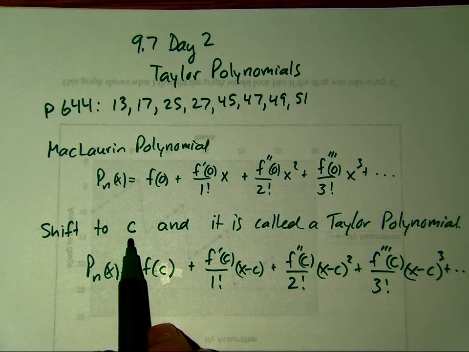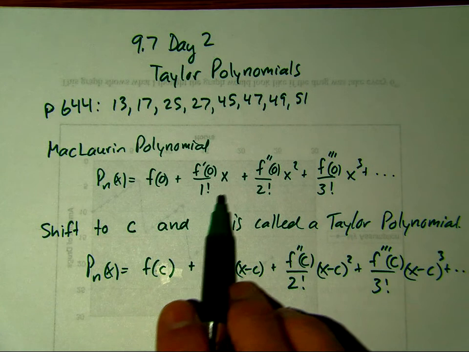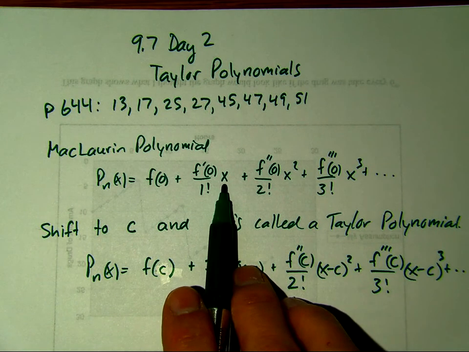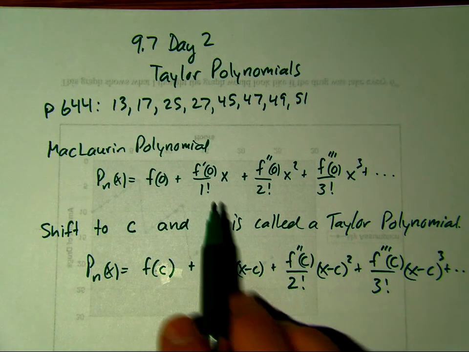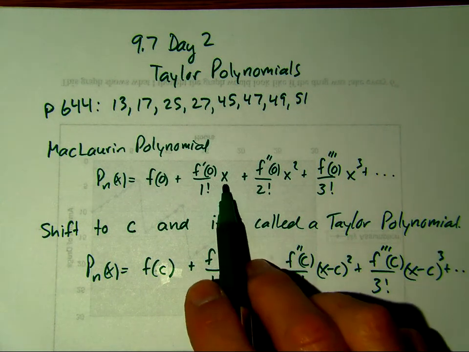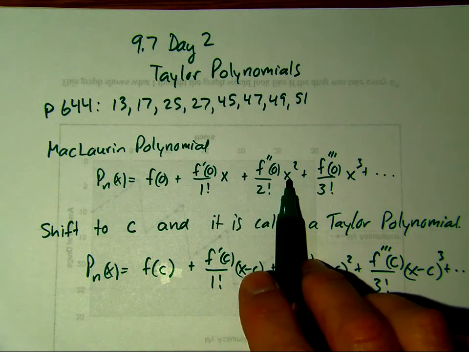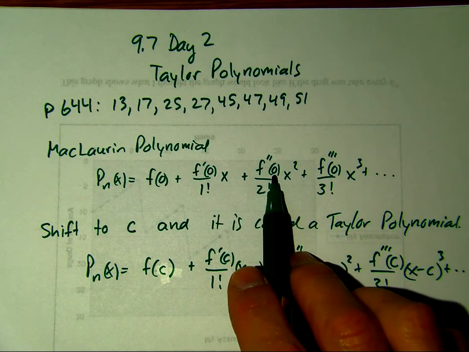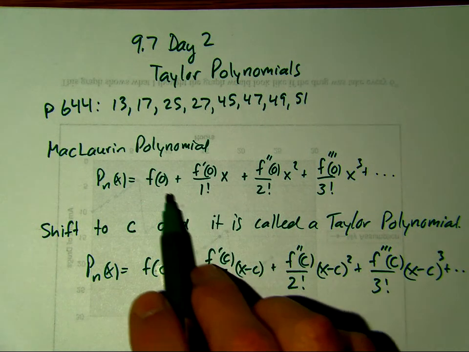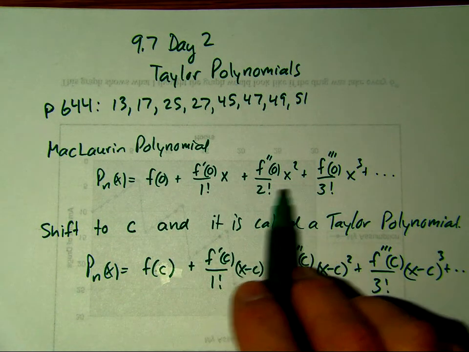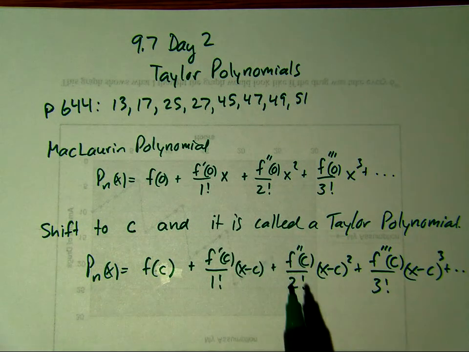It's a horizontal shift. So if we're going to shift, that means we want to shift these x values. We'll have x minus c. The Maclaurin polynomial is centered at 0, so you could say that this is x minus 0, that's x minus 0 squared, evaluated at 0. So now we're just going to evaluate at c and then shift these x's to c.